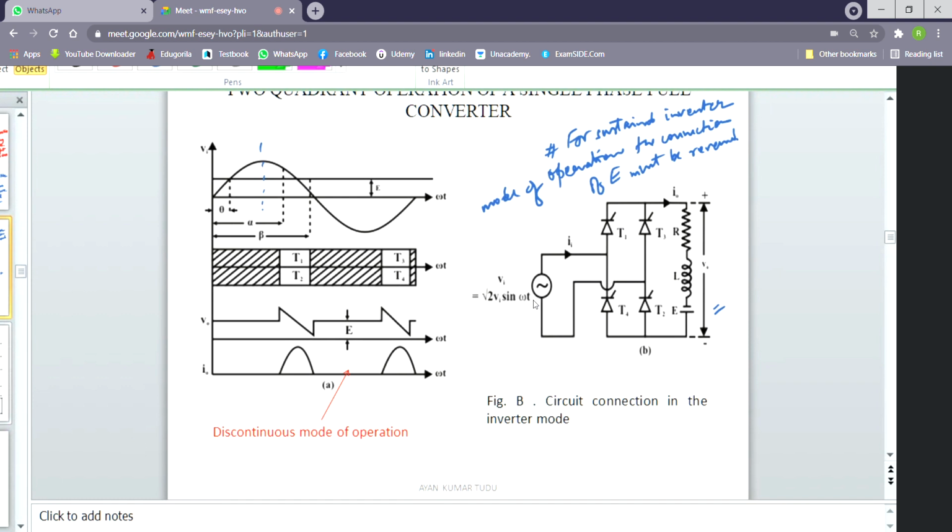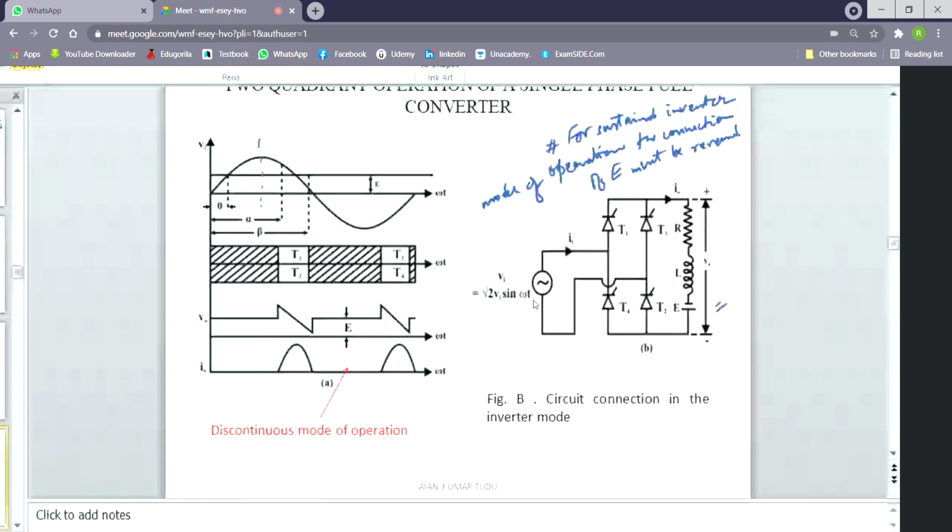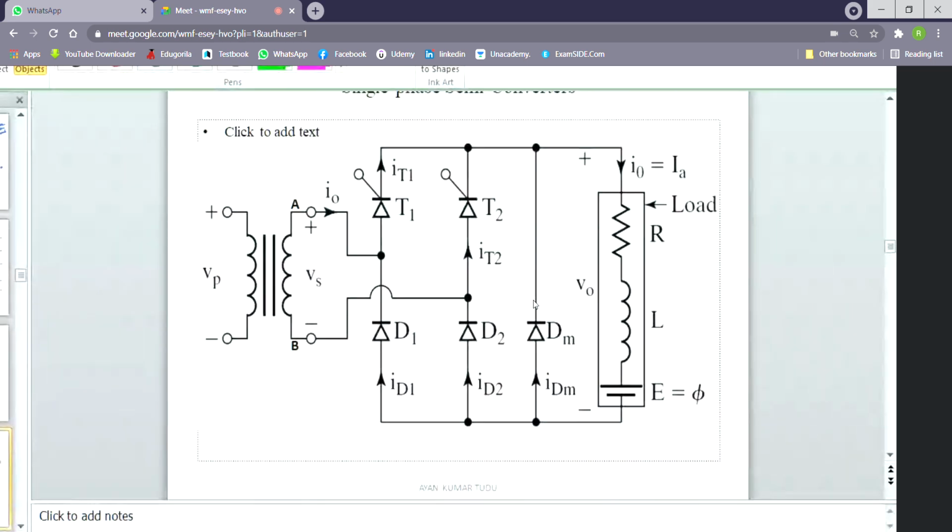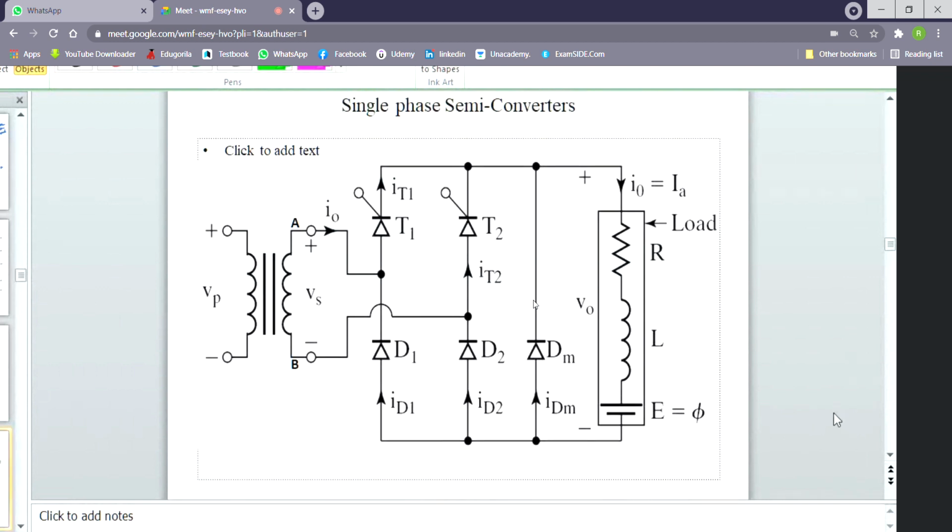What we will study next is a very important circuit known as our single phase semi converter. Okay, it's a single phase semi converter. This is a full wave half controlled bridge converter. As you can see, full wave half controlled.